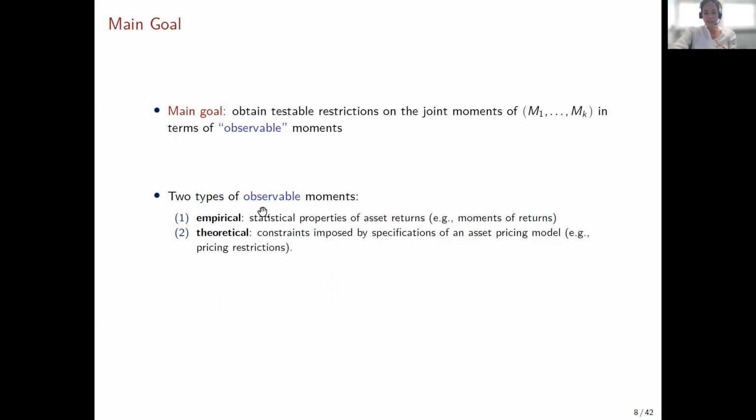The second set of observable moments are what we call theoretical moments. These could be, for example, any type of constraints that are imposed by your asset pricing model. 99.9% of all asset pricing models, for example, impose a no arbitrage restriction. So a no arbitrage restriction is what we call a theoretical observable moment. So what's the idea? The idea of the paper is very simple. Let's take these observable moments and let's try to bound the unobservable moments of the joint distribution of stochastic discount factors.